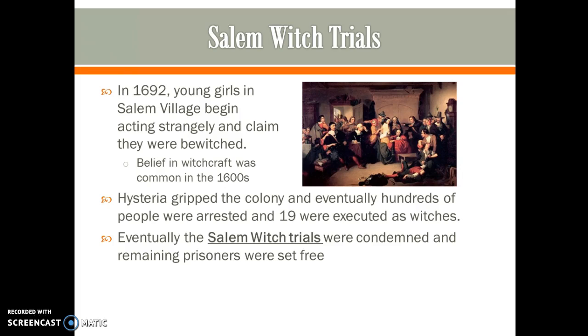People were accusing other people. About 50 or so people were put on trial. Hundreds of people were arrested for being witches, and 19 were actually executed. They used really weird tactics to try to decide whether or not they were witches, such as stoning them to death, burning them at the stake, hanging them.